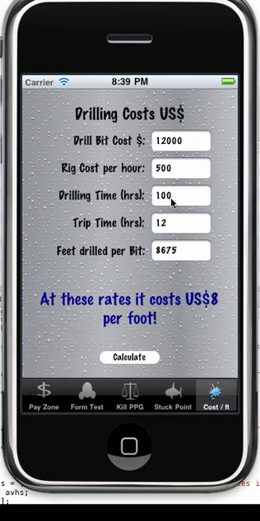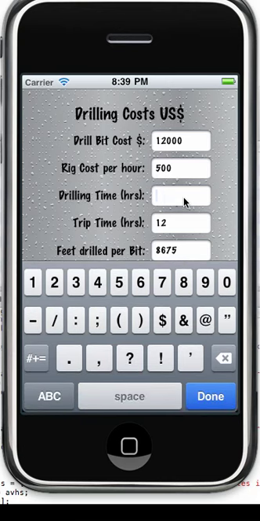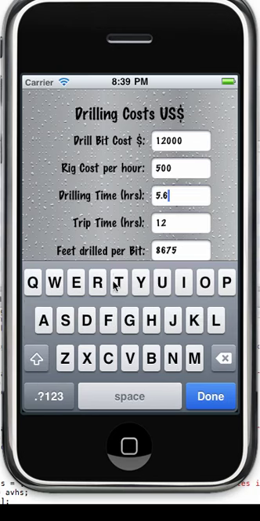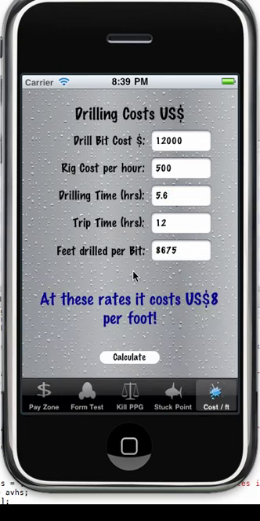Now, while I've got this keyboard up here, I should also point out that just like all the other little helper applications, it will allow you to enter decimal numbers, but it will not allow you to enter any character that is not a number. That is not a float number or a decimal number.